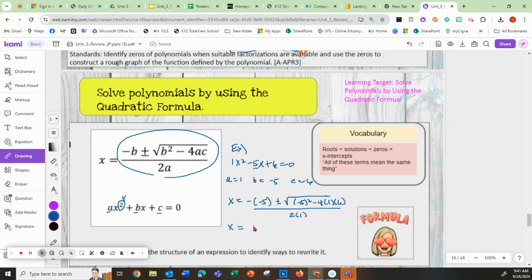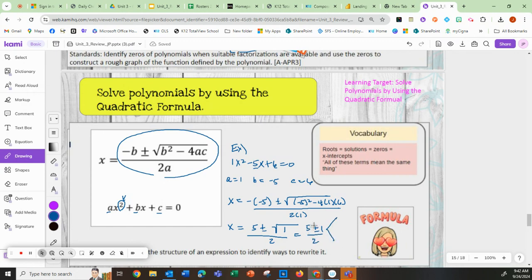A negative times a negative 5 is going to give you a positive 5. Underneath here we end up with 25 minus 24, which is 1, and then 2 times 1 is 2. If the number under your radical is a perfect square, you'll go ahead and simplify that. Sometimes you have to leave the radical because the number is not a perfect square, and you'll just have to deal with it based on what situation you're in.